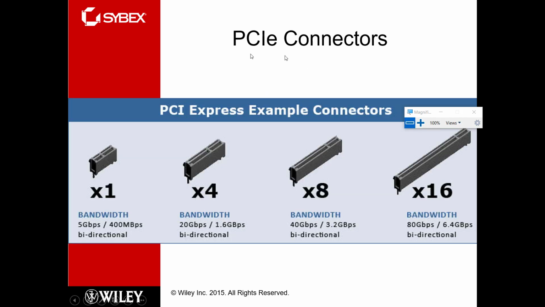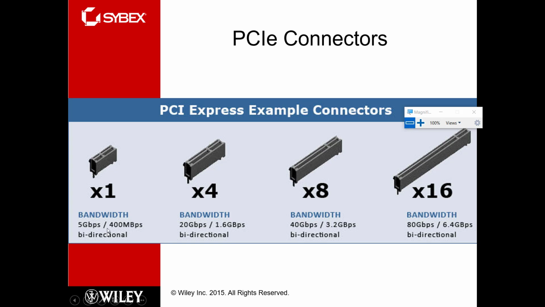Okay, that's good. PCI connectors, then the bandwidth comes here. X1, X4, X8, X16. The main thing is X1 is 5 gigabits per second or 400 megabits per second, and the bandwidth for X4 would be 20 gigabits, X8 would be 40 gigabits, and X16 would be 80 gigabits per second. That is huge bandwidth when you put a card there and it goes for that.